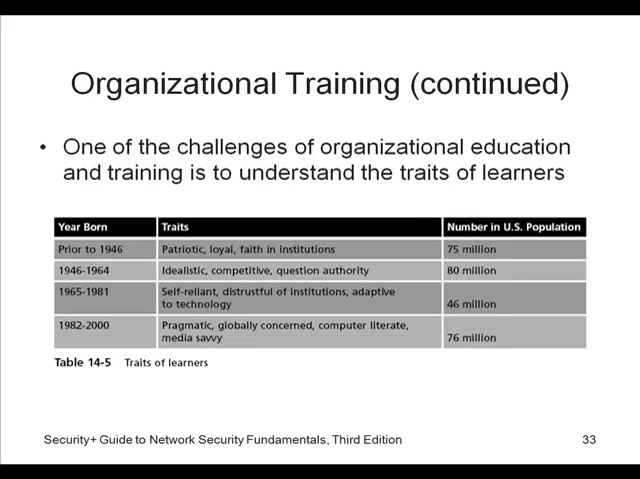You can look at this thing prior to 46, the traits of the individuals, and we have a pretty big cross-section, I think, probably in this class. And everybody has a little bit different way of learning. What we try to do is give a lot of different ways to do it. Pragmatic, globally concerned, computer literate, media savvy, do what you want to do. 65 to 81, self-reliant, distrustful of institutions, adaptive to technology.